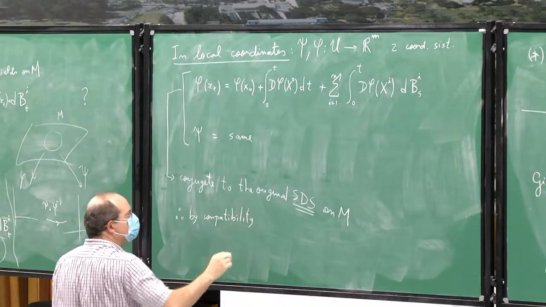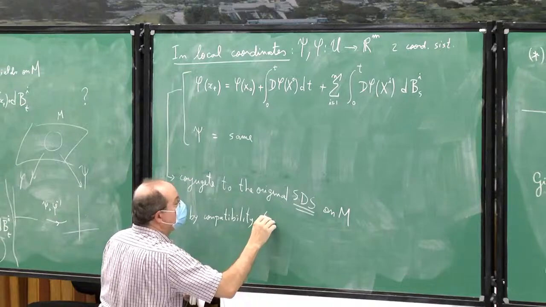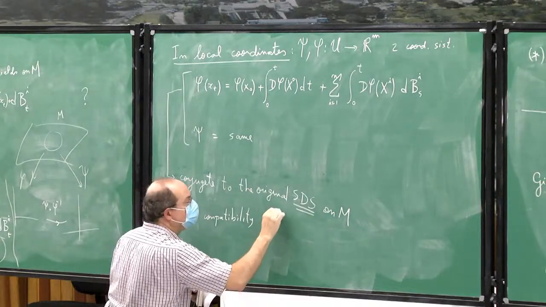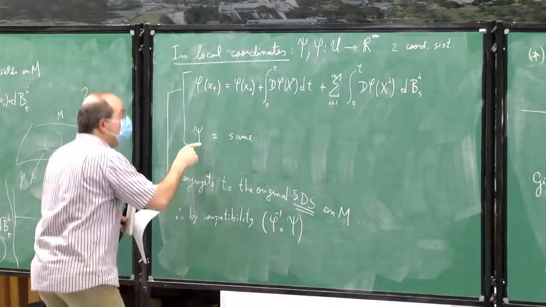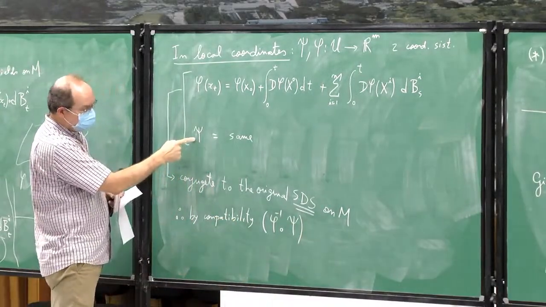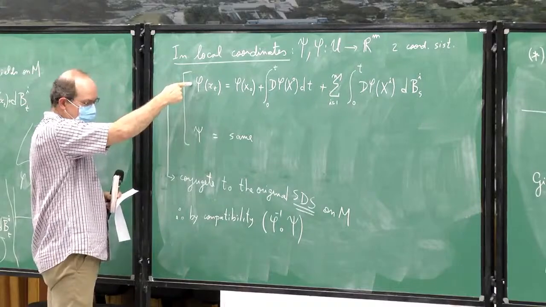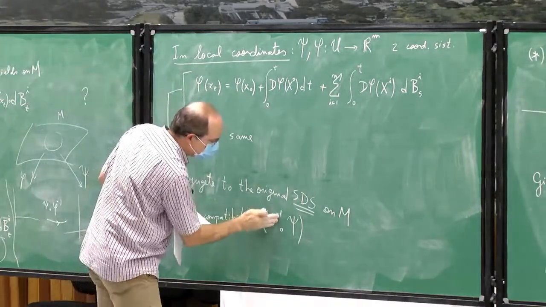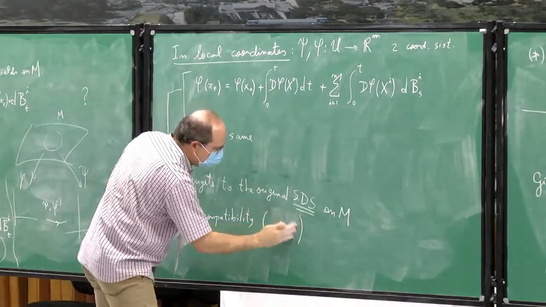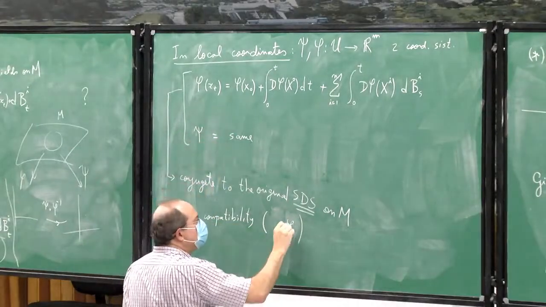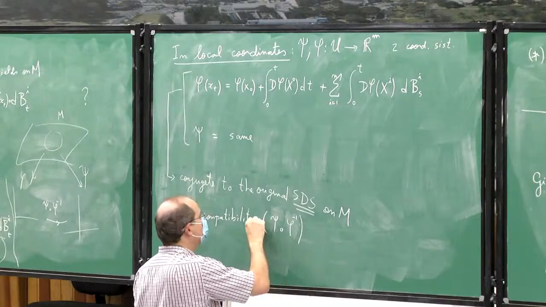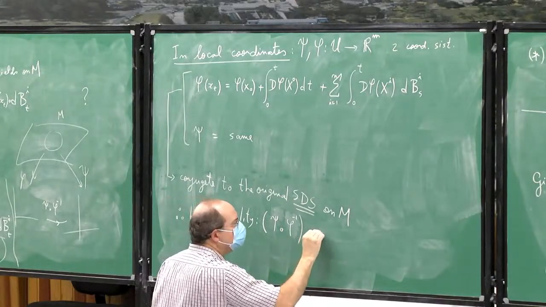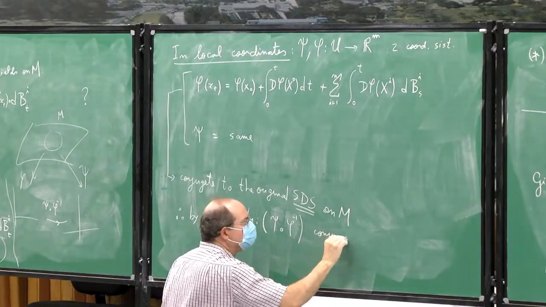For compatibility, we just apply phi^-1 to phi. We move from here to there, sorry, the other way around. Phi^-1 psi. Conjugates.